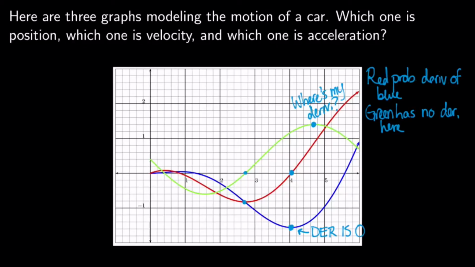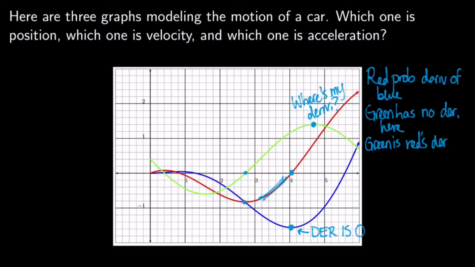So let's look at this place right here between 2 and 3. And so here's what I'm seeing. The red guy, he's going through an absolute minimum there. The slope of his tangent is 0 right there. And the green curve is going through height 0. So that's got me thinking that green is probably red's derivative. So I'm kind of hatching a theory here. I'm thinking that blue is position and I think that red is velocity and green is acceleration.